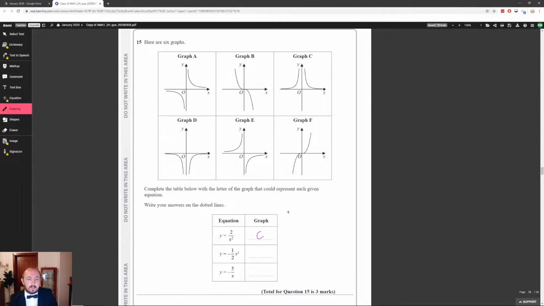Question 15, we're looking at graphs. 2 over x squared is going to be graph C. Minus a half x cubed, so that's going to be an x cubed graph upside down, which is B, and then minus 5 over x is going to be the reciprocal of 1 over x, which would be graph E.